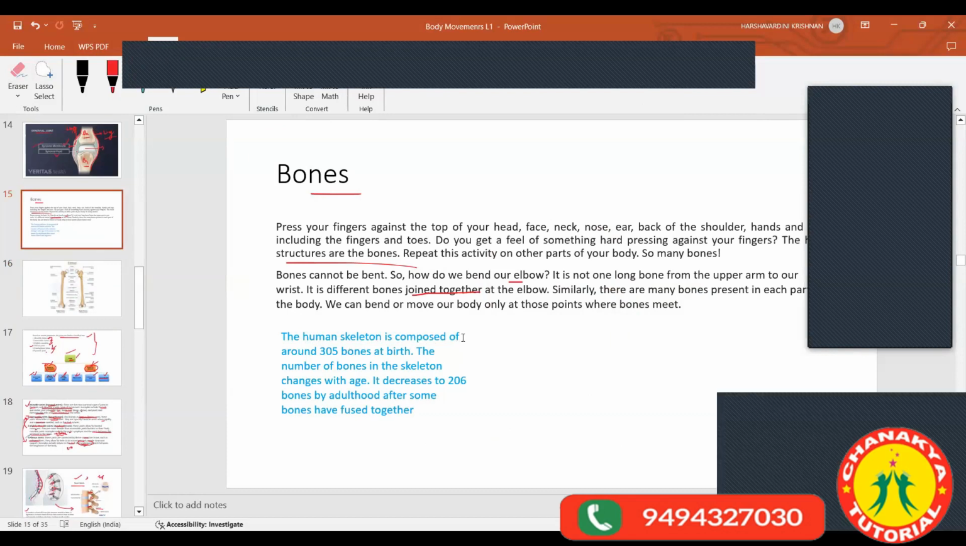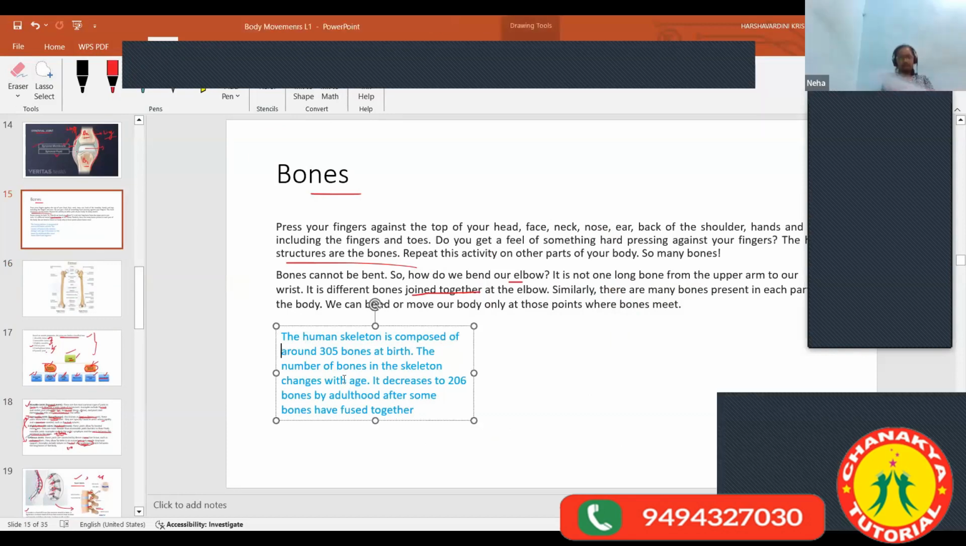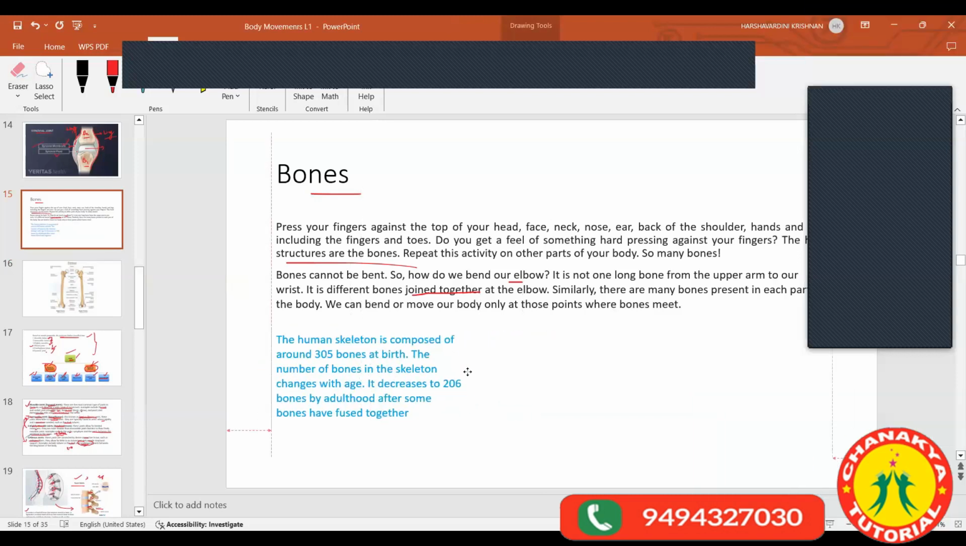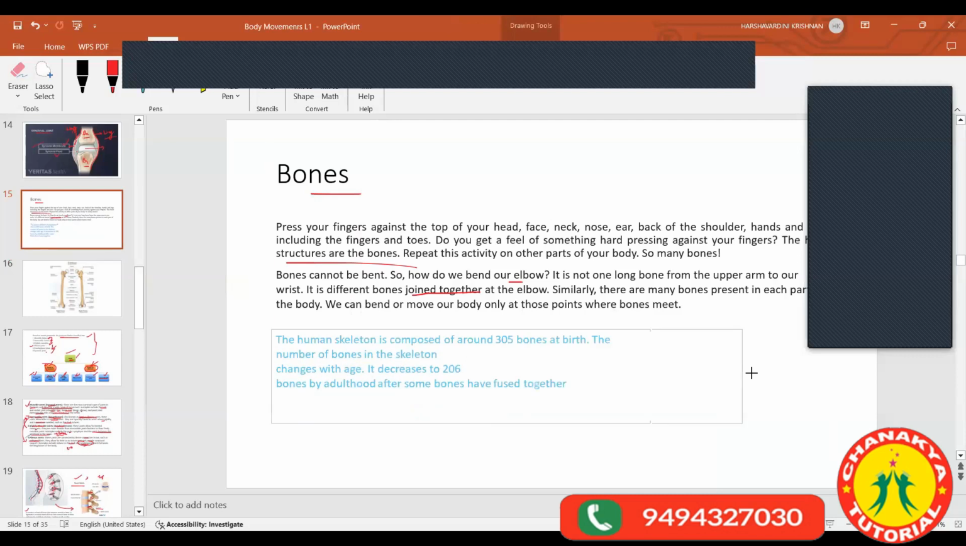The human skeleton is composed of around 350 bones at birth. The number of bones in the skeleton changes with age, actually.